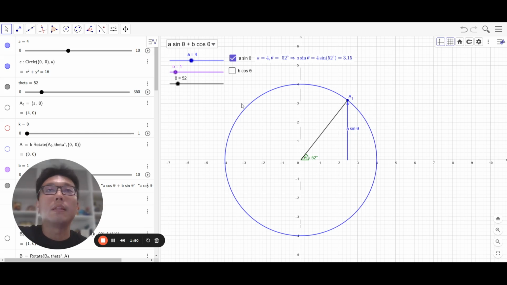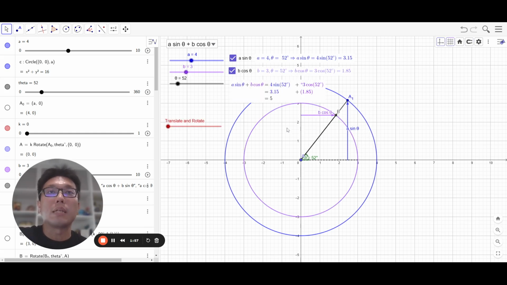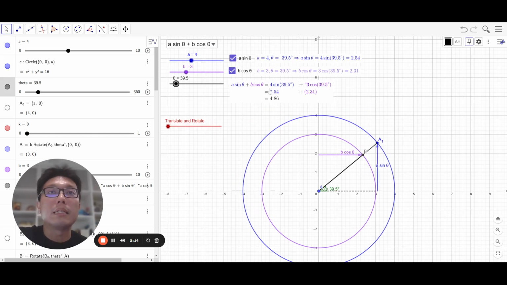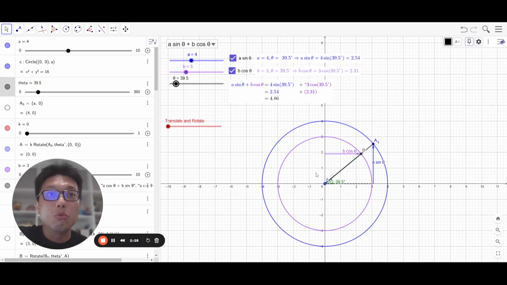Now let us overlay another circle of radius 3. That will give us the B cosine theta. We'll see that A sine theta was 2.54, B cosine theta is 2.31, and it adds up to 4.86. However, we realize that I can't really see this 4.86 on this diagram right now. So what we can do is this.